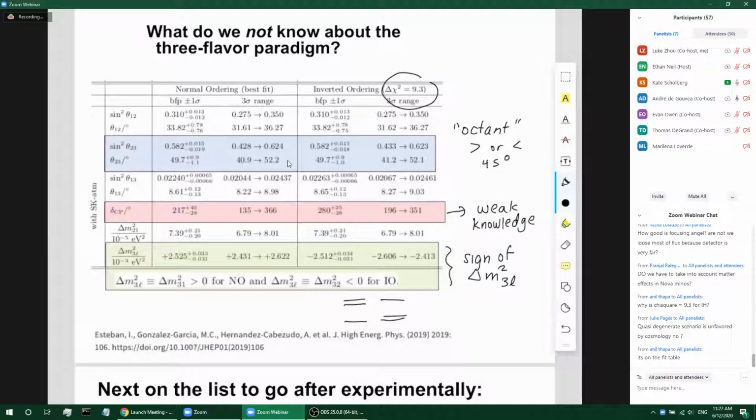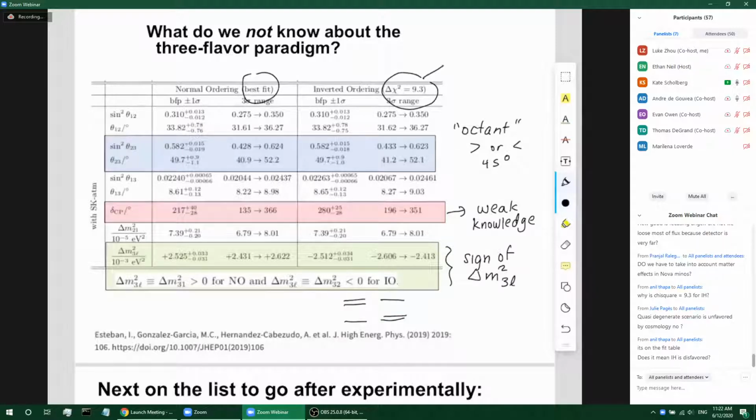So I think I know very quickly. So the normal ordering is preferred over the inverted ordering? Oh, this here is the best fit, and this is how much it changes from that. Okay, yes, and that backs up what I had said, that there's a mild preference for the normal ordering from all of the data. Yes. Okay. Thanks, Andre.